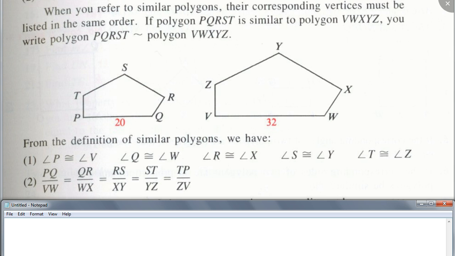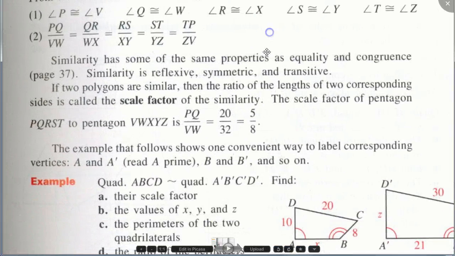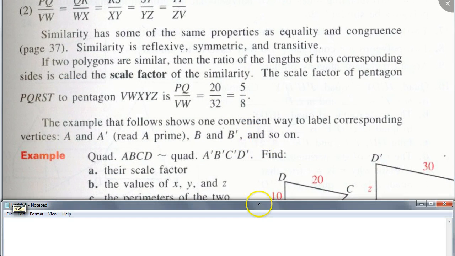Do you always have to start with the smaller polygon? No. It depends on what they give you, right? They told us that these two are similar, the smaller one first, and then the larger one. So there's a name for the ratio of the corresponding sides. Anybody want to guess what that name is? Yeah. Quotient. No. It's called scale factor. So Austin, can you read this for us?